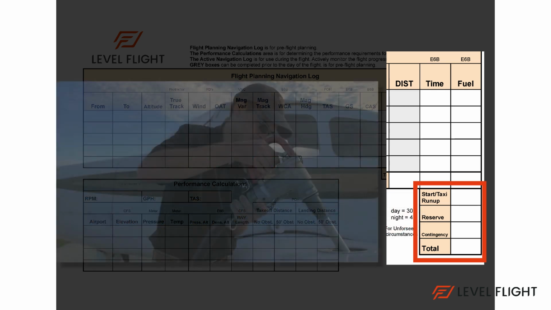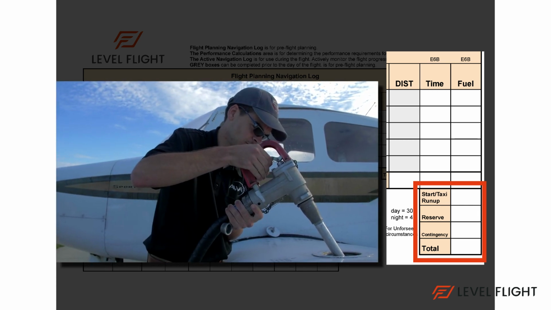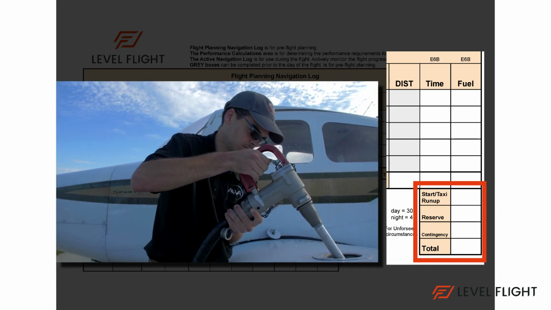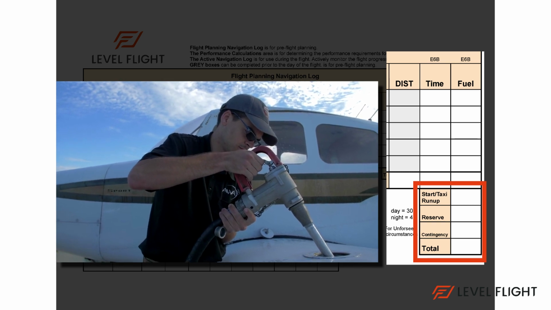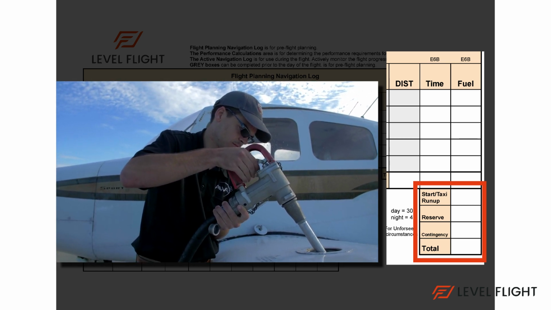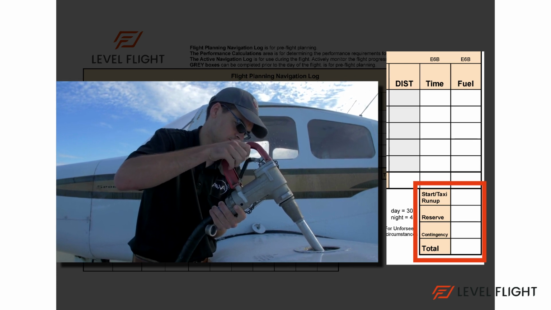Contingency. This box is here for you to add even more extra fuel. The idea with the reserve fuel is that you never touch it. It's simply safety fuel. The contingency fuel is fuel that you foresee you may actually need.